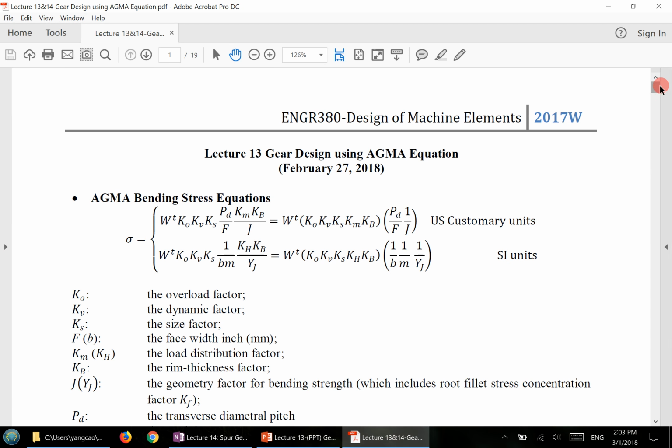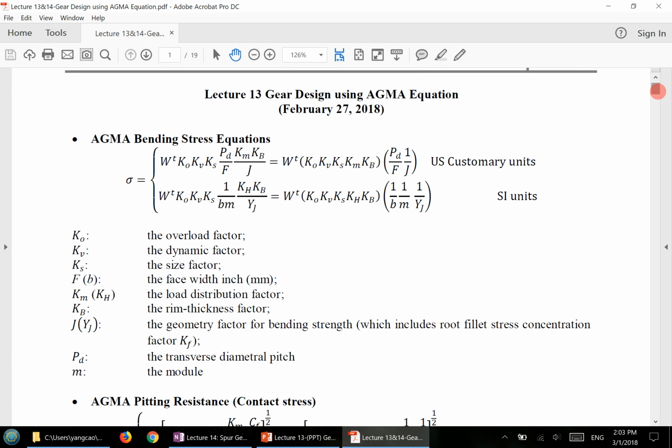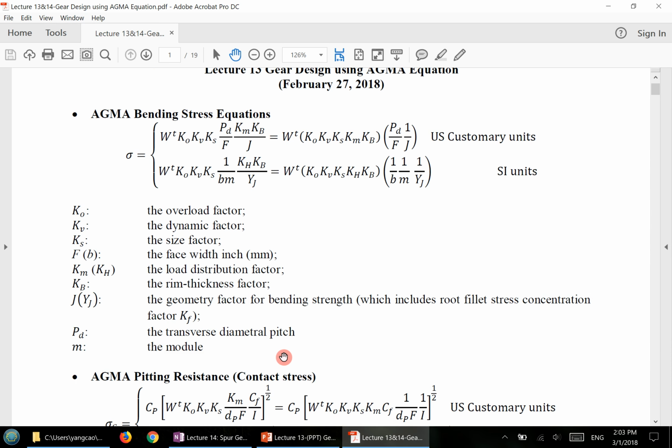Okay, so this is the equation we're using here. You have an AGMA equation. What we're going to try to calculate is the bending stress and contact stress. In the previous lecture we have gone through a number of factors already. We have gone through the K naught, KV, KS, KM, KB factors.